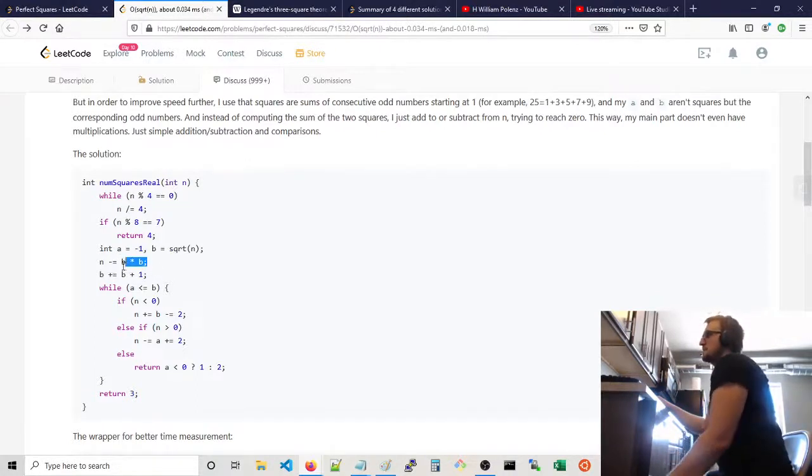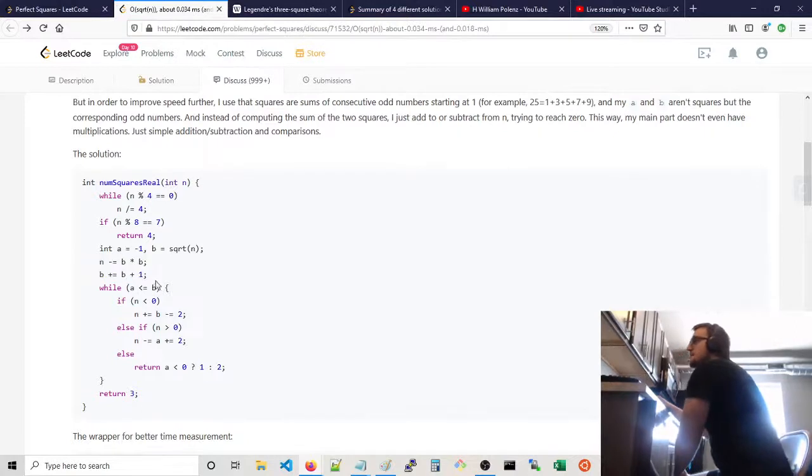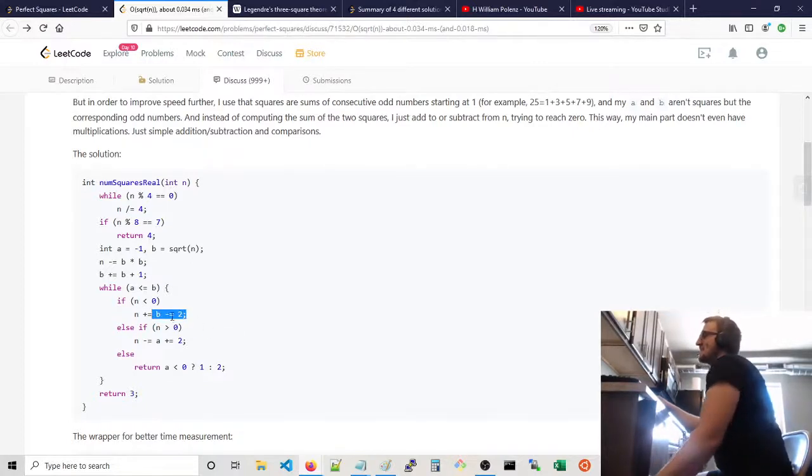But this minus equals b times b, b plus equals b plus 1. Not sure I really understand what's going on there. While a is less than or equal to b, if n is less than 0, increment n by this. Else if n is greater than 0, decrement n by that. Otherwise return, if a is less than 0, return 1, otherwise 2. And finally, if you get through all of that, return 3.